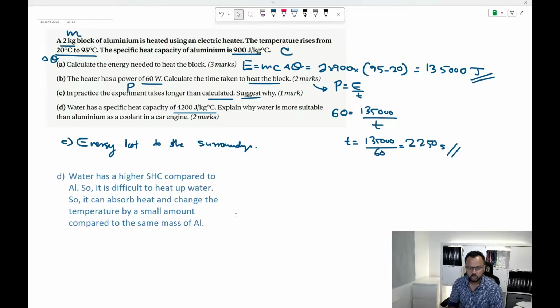Water is a better coolant, it can absorb more energy. Yeah, that's right. Same thing here in different words.